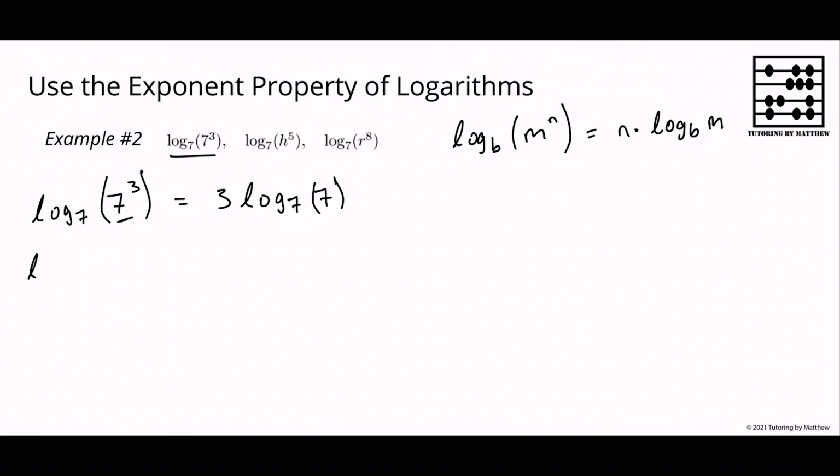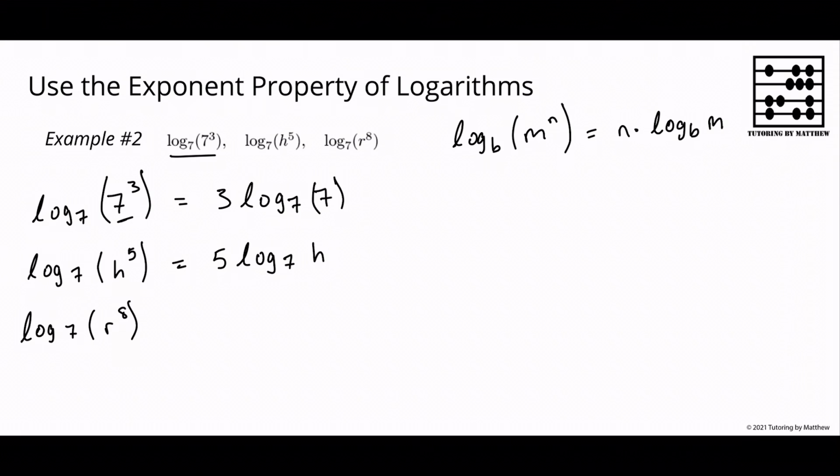The next one is log base 7 of h to the 5th power. Bring down the 5 in front and multiply it by the log base 7 of h. That was the original base. And finally, the last one is log base 7 of r to the 8th power. So we bring down the 8 in front, multiply it by log base 7 of r.